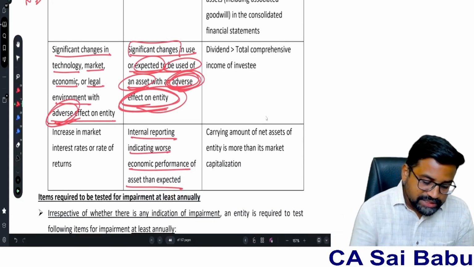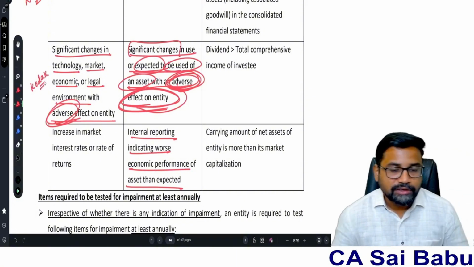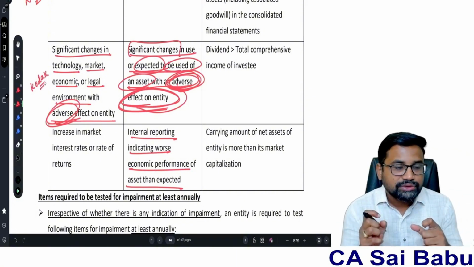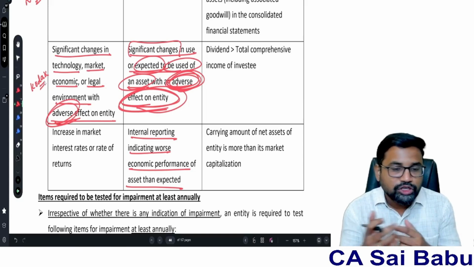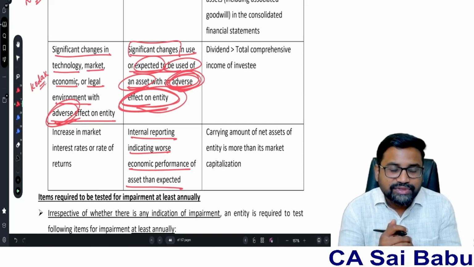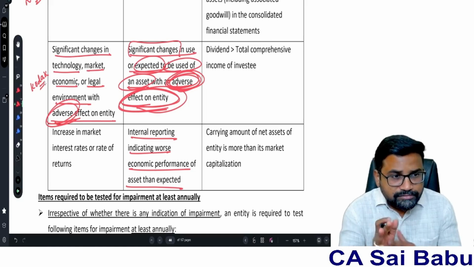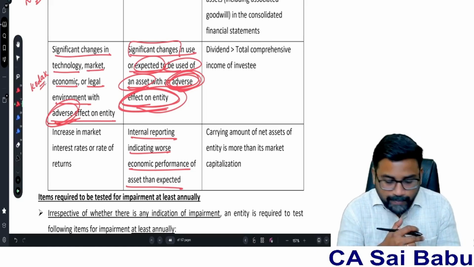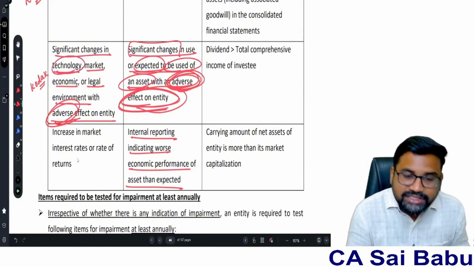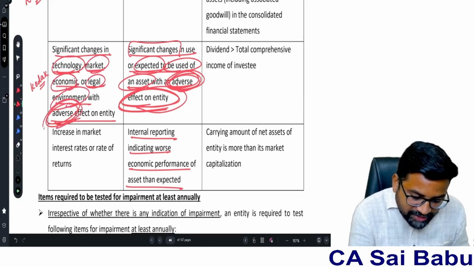So the best example could be Kodak. Previously, the Kodak company used to sell the reels. With the camera, we used to take photos by using these reels. But nowadays, with the introduction of smartphones and gadgets, these reels do not have any importance. So Kodak loses its market value. So significant changes in technology, market, economic, legal environment with adverse effect on entity.